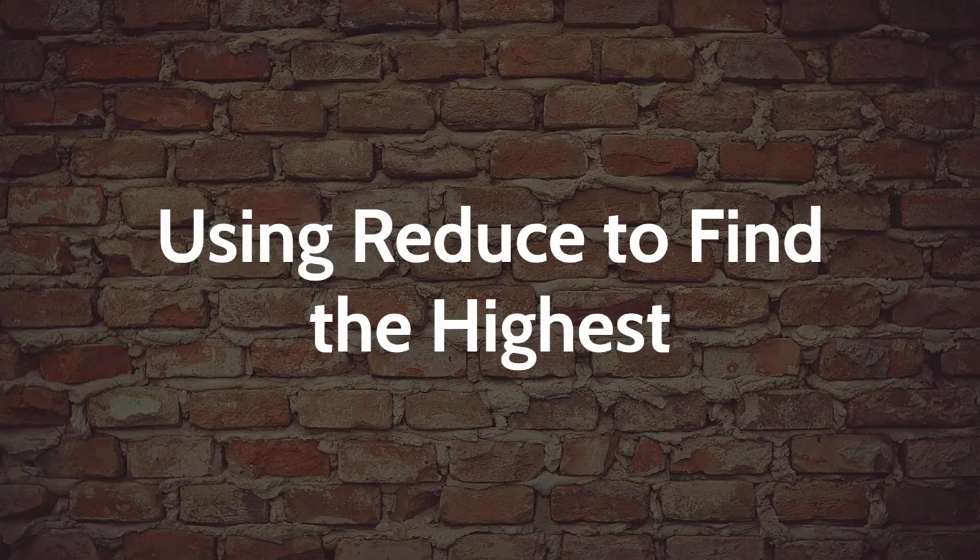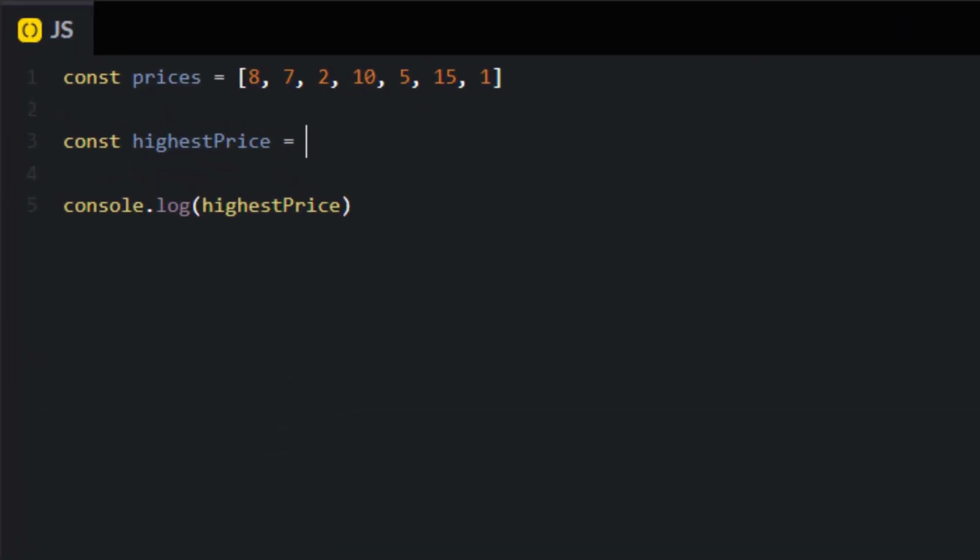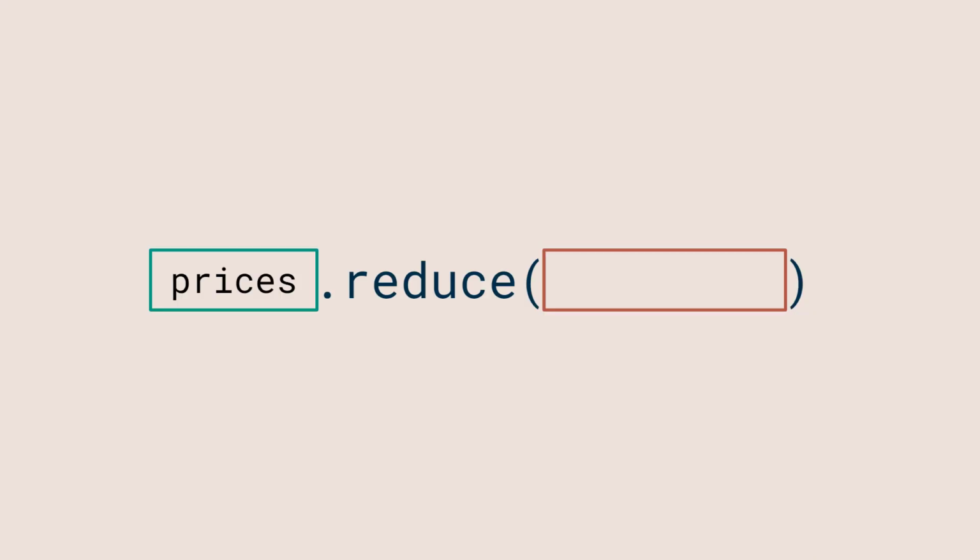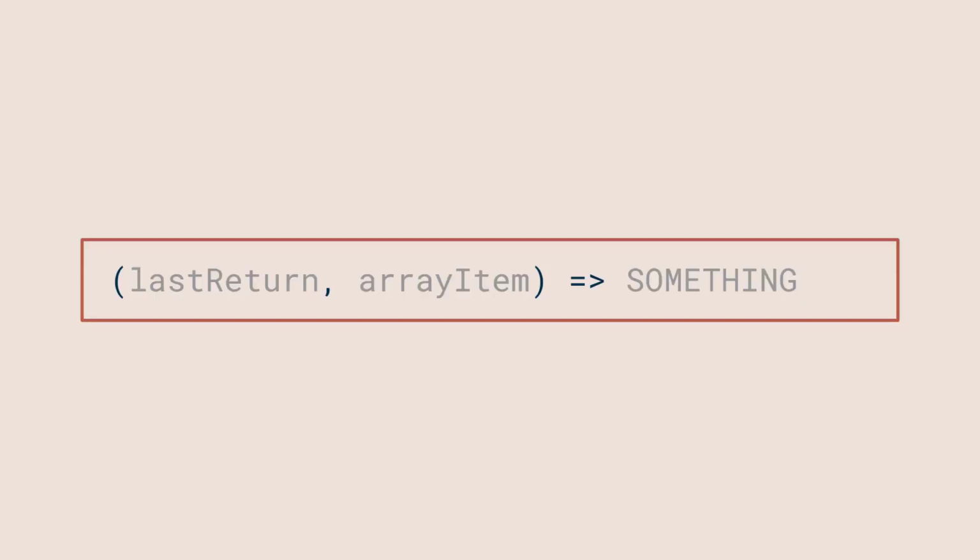Let's do it again. This time we're going to try to find the highest price in that array. So again, we're working with that prices array, but we need to write a new callback function. The callback function is really what decides what reduce actually does. The array item is still going to be a price. We can leave that as price. But this time we probably want to be tracking the highest price we've found so far. So I will call that current highest. And then we want to return whichever one is highest, current highest or the price.